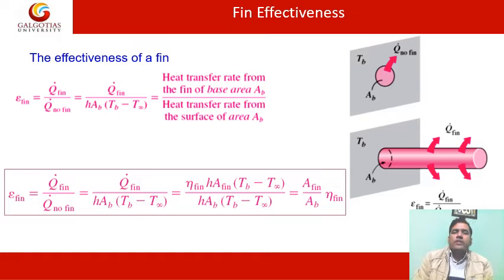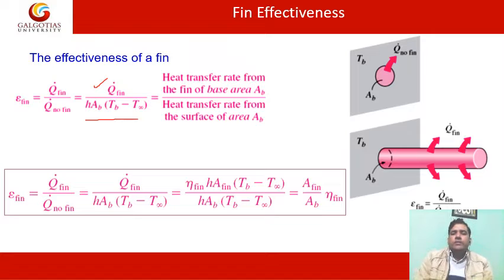So as you can see, the effectiveness of a fin is given as the heat transfer rate from the fin of the base area AB to the heat transfer rate from the surface of the area AB. Basically, it is nothing but the ratio of the heat transfer when a fin has been applied to the heat transfer when there was no fin. Here, Q dot represents the heat transfer in the presence of the fin, and this quantity represents the heat transfer when there was no fin employed.